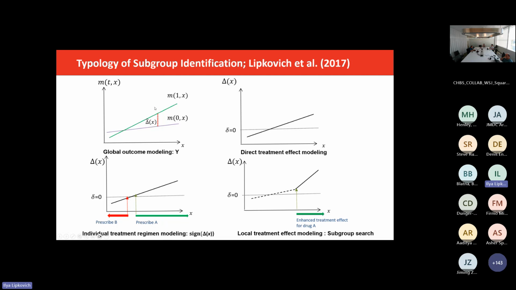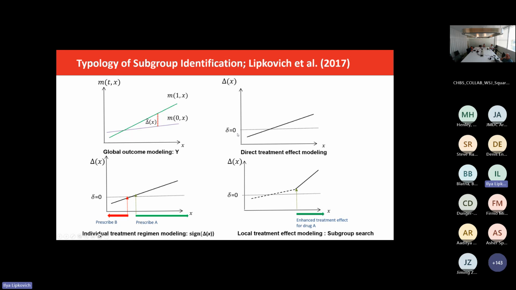Now our paper in 2017 tried to organize this enormously vast literature, putting forward four different perspectives or approaches. One is essentially estimating the outcome model. If you estimate it for covariates and treatment, you can plug in treatment 1 and treatment 0, and then essentially tease out the treatment contrast, which is shown as a red line, delta X, from there.